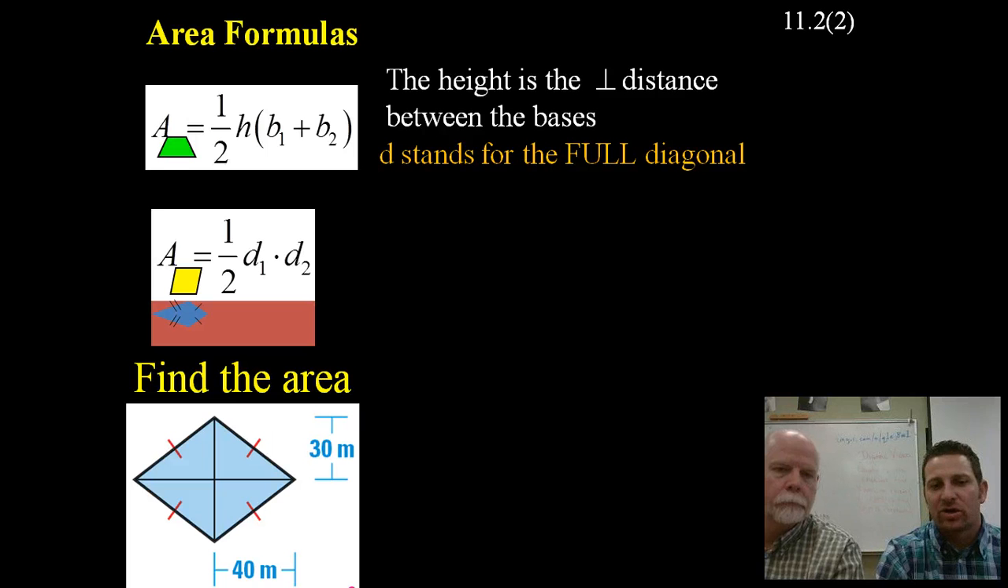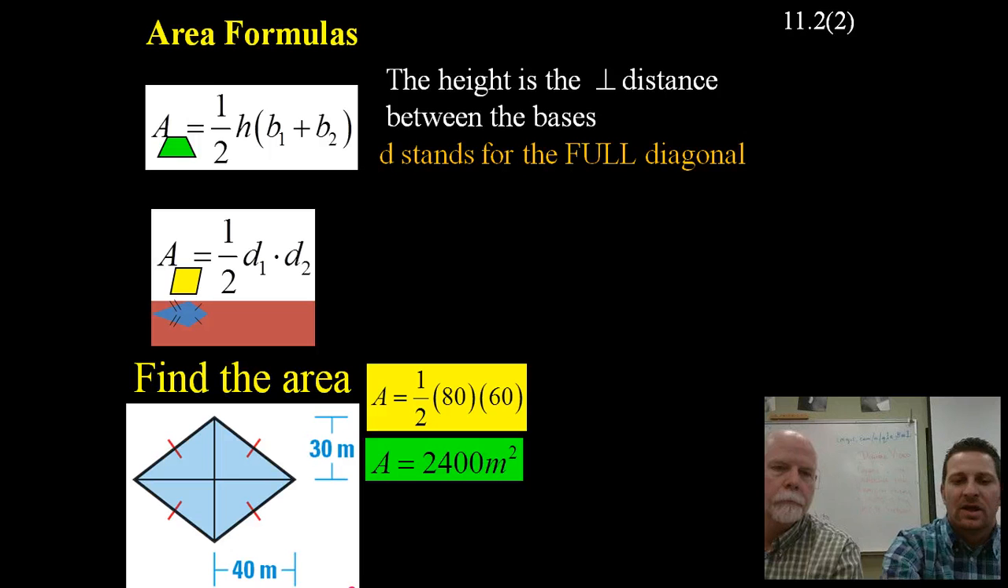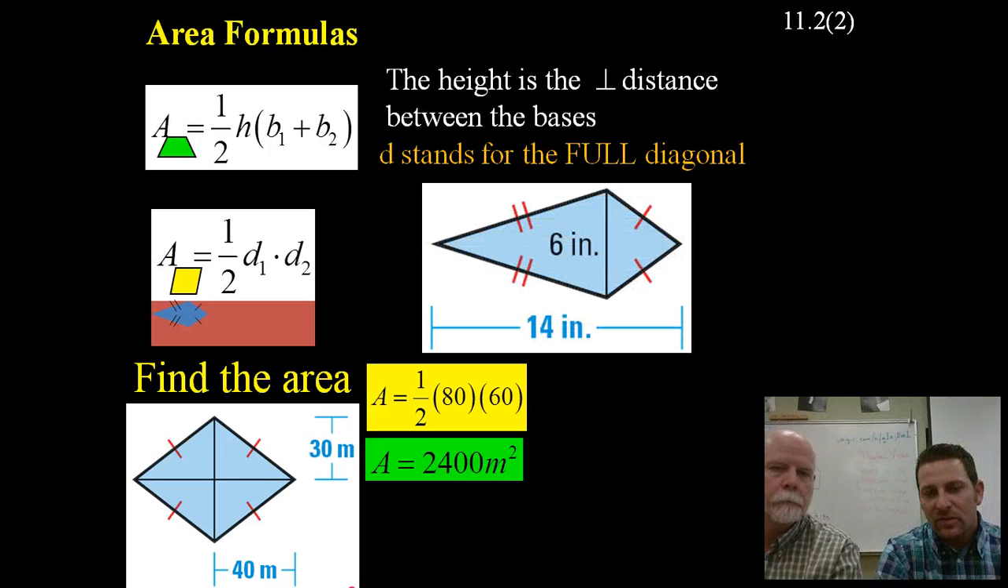So you can cut the 60 in half, and now you're back to 30. 30 times 80 is 2,400. And so there's your answer, or here's the formula right here. Area equals 1/2 the full diagonal of 80 times the full diagonal of 60. You can cut either one of those in half, and you get back to 2,400 meters squared. Okay? And then for a kite, they have one.